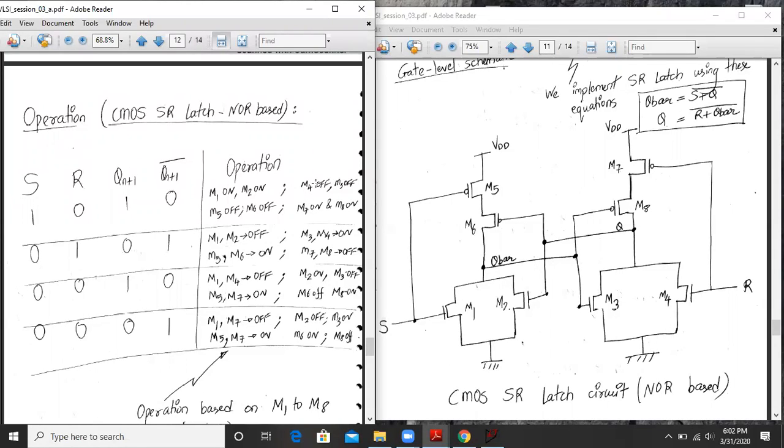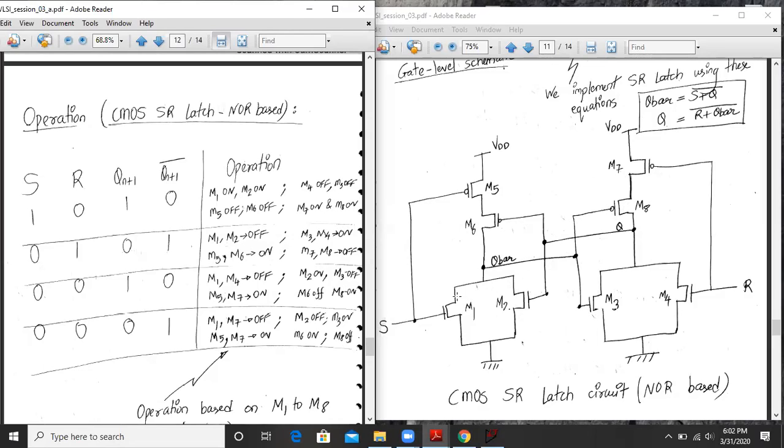Similarly, let us check one of the conditions. Let us assume that Q is 1 right now. If Q is 1 over here, then M6 is off and M2 is on. So M2 is on, M6 is off. If Q is 1, Q bar will be 0. So if Q bar is 0, M8 will be on and M3 will be off. So here I have written M3 is off, M8 is on.